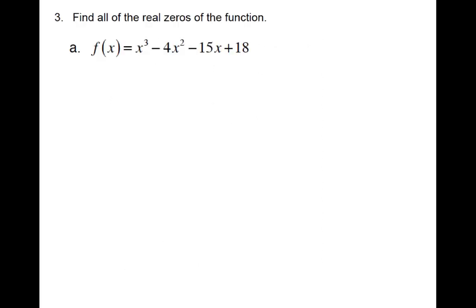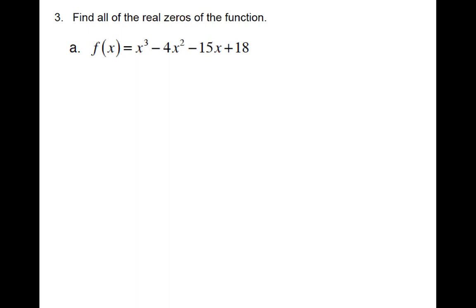Let's go ahead and try number 3. It says to find all of the real zeros of the function f of x equals x cubed minus 4x squared minus 15x plus 18. Notice you can't factor by grouping, the groups won't match, so you have to try synthetic division.